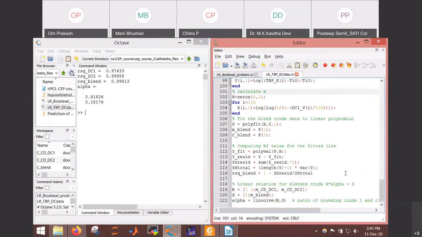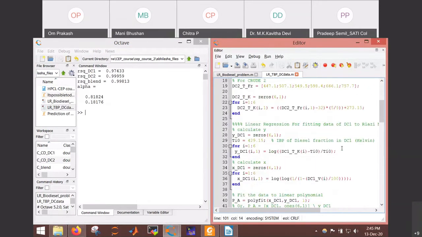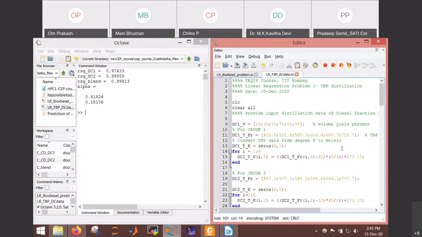So here we saw the uses of polyfit, polyval, and then linsolve to solve linear equations. So this was for the linear regression part.